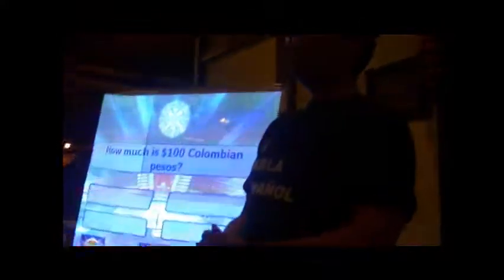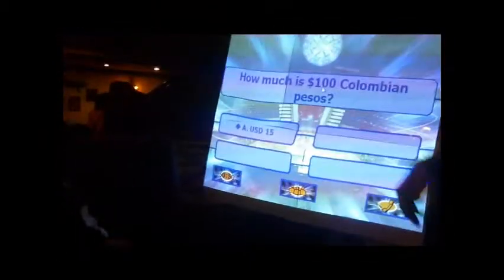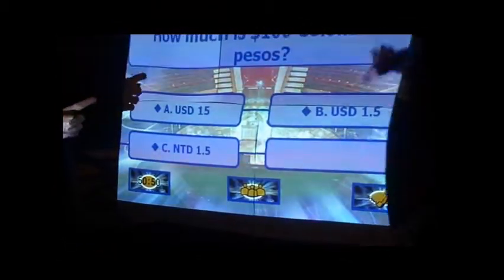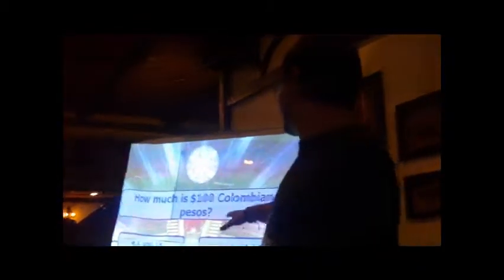Okay, so how much is 100 Colombian pesos? This is kind of tough. This is a Colombian peso. A, 15 US dollars, B, 1.5 US dollars, C, 1.5 Taiwanese dollars, or D, 15 Taiwanese dollars. Is that your final answer?